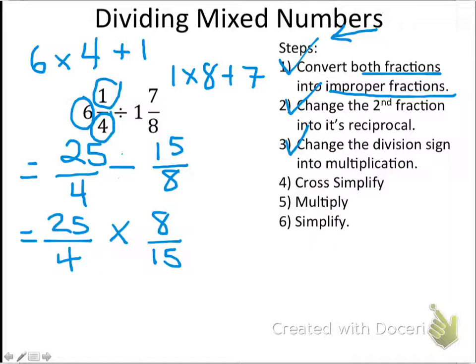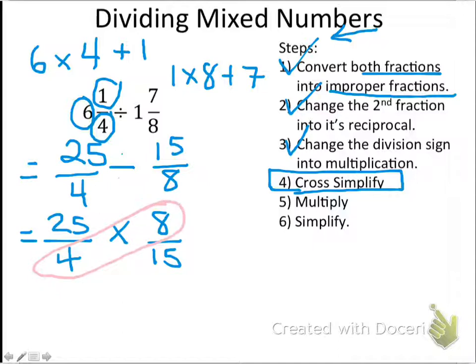Now we're going to do the step of cross-simplifying. You do this step when you are working with mixed numbers. If you don't do this step, you end up with a really big fraction at the end. So doing this step will make it easier later. We're going to start by cross-simplifying the 4 and the 8.